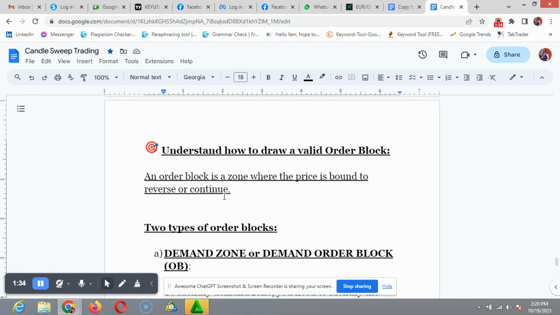So let's hop into the chart and see how we can practically identify and mark out our order blocks. Because once you understand the sweep, the next thing you want to understand is your order block. Once you can identify your order block correctly, then you can take your trade correctly as well. I hope that makes sense. So let's dive straight into the chart.